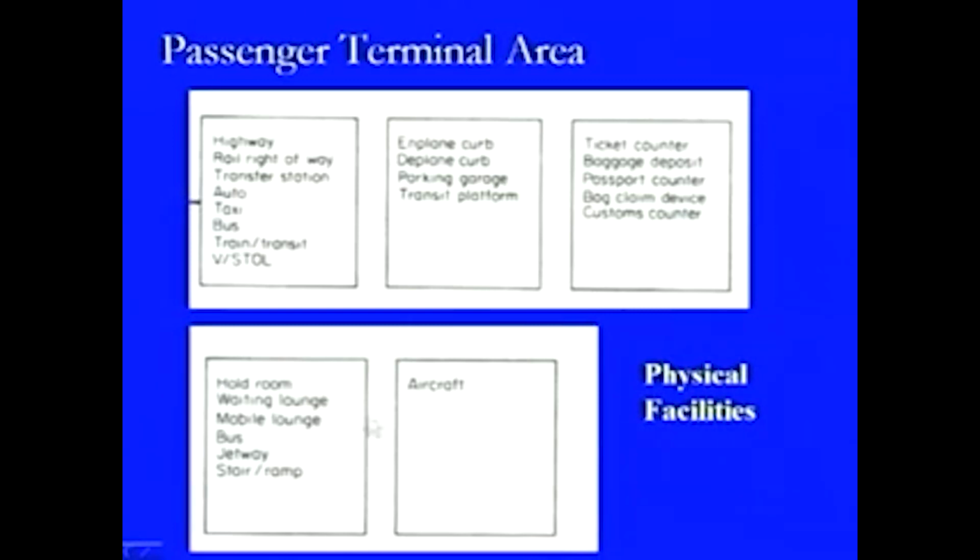Then further, at the interface of the flight and your processing, you have the hold rooms where you will be waiting, that is the lounge, the waiting lounge or the mobile lounge, which means you are moving through that corridor to reach it. Or sometimes facilities are provided in terms of buses, jetways, stairs or ramps, so that you are taken to the aircraft by these facilities and you will be boarding the aircraft. The aircraft will be on some apron, and you will reach that aircraft by these facilities and board it.